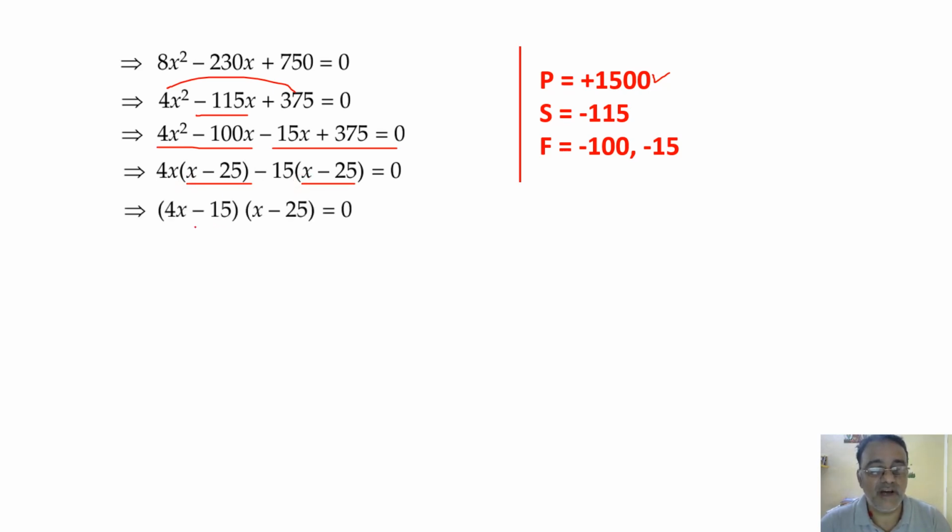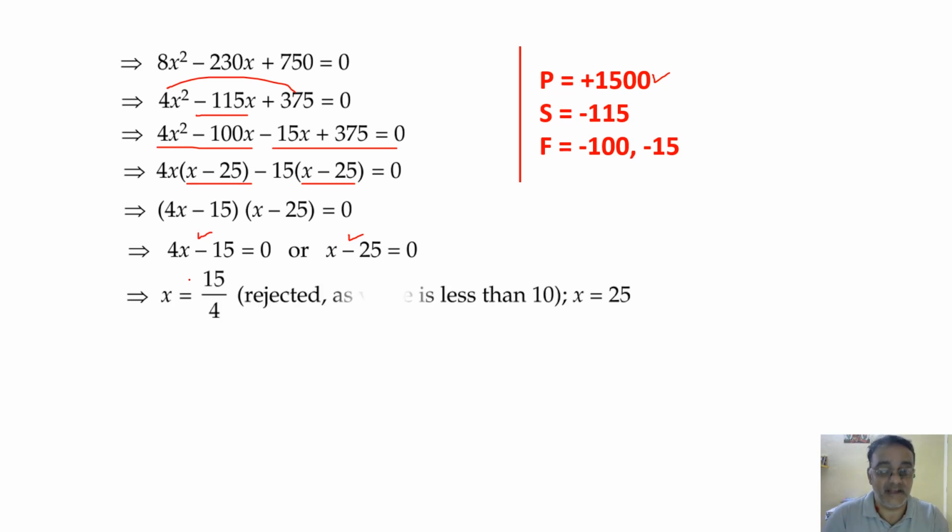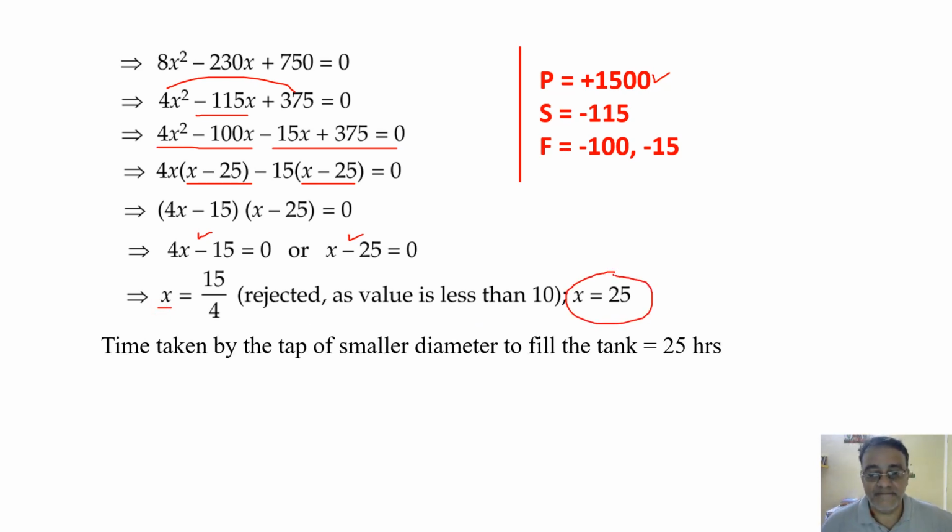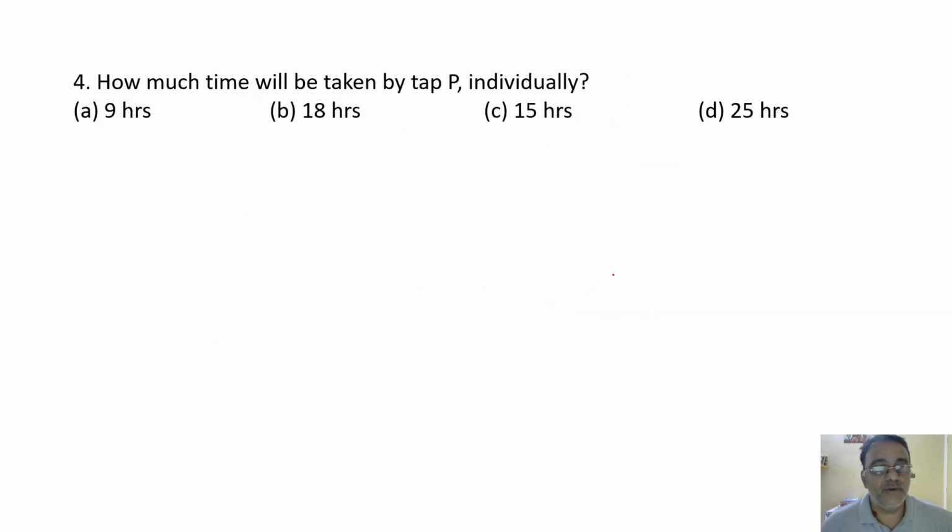Right. So either 4x minus 15 is equal to 0 or x minus 25 is equal to 0. So we are getting x is equal to 15 upon 4 and x is equal to 25. x is equal to 15 upon 4 we have to neglect because then x minus 10 will be negative. And the value of x should be greater than 10. So only one answer is possible, that is x is equal to 25. And the correct option was D. So now we are moving towards the next question.